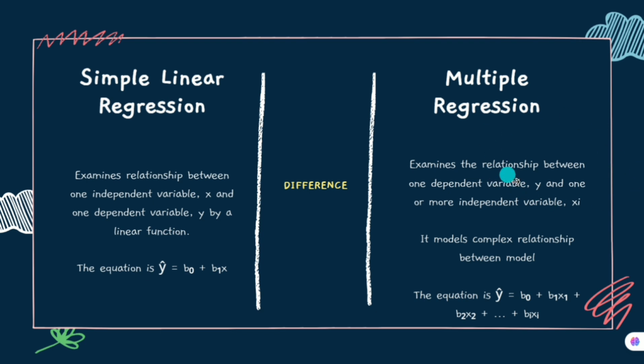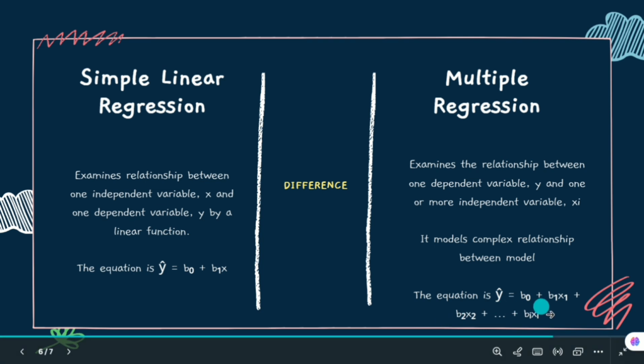Whereas multiple regression examines the relationship between one dependent variable y and one or more independent variables x. So it models complex relationships, and the equation is y hat equals b0 plus b1 x1 plus b2 x2 plus until bi xi, where i is the number of variables x.